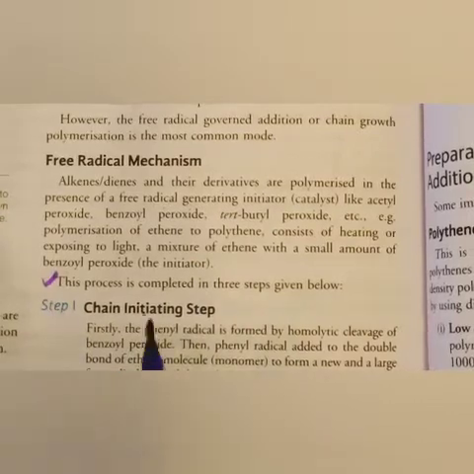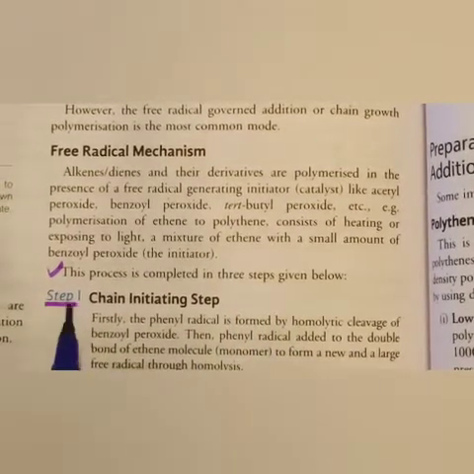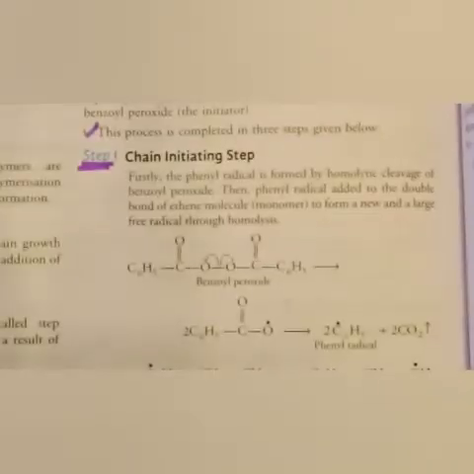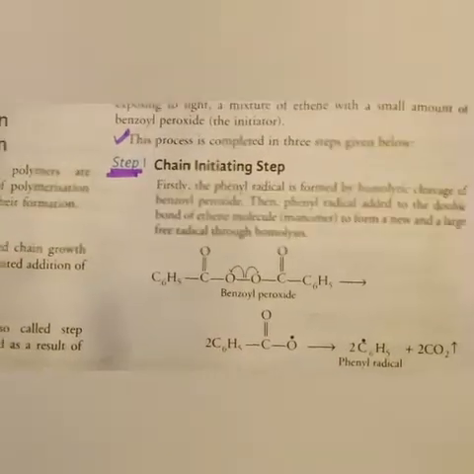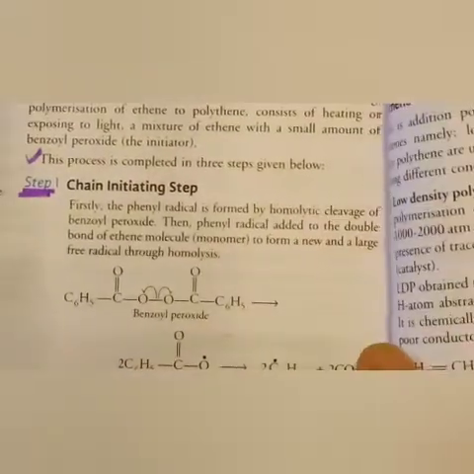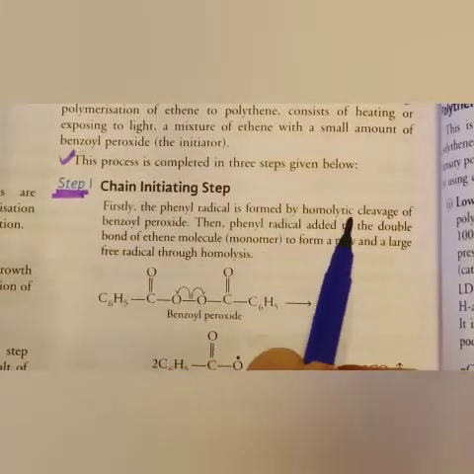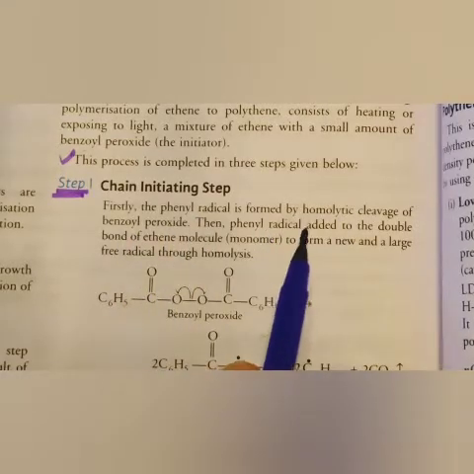So the process is basically mechanized into three steps. Step one is the chain initiation step. The name itself explains it. What does it mean? It means that somewhere the chain will be initiated. Firstly, the phenyl radical is formed by homolytic cleavage of benzoyl peroxide, then the phenyl radical adds to the double bond of an ethene molecule.